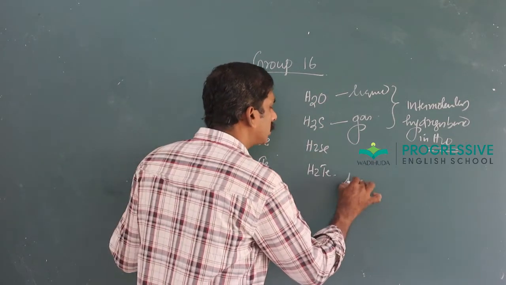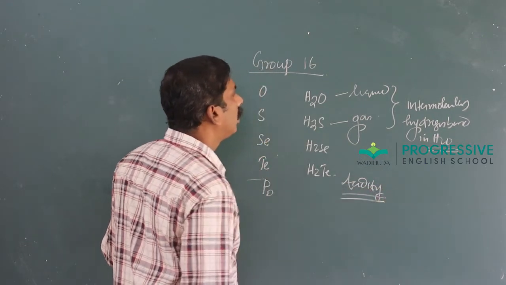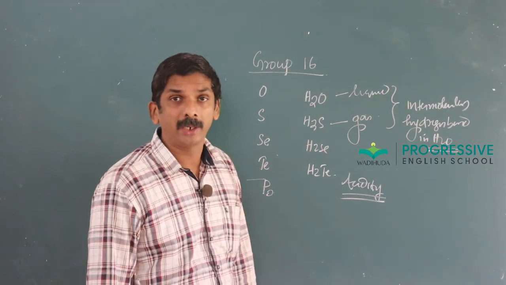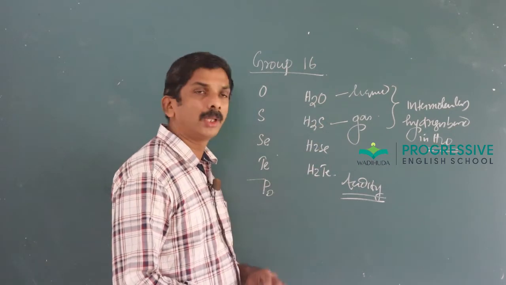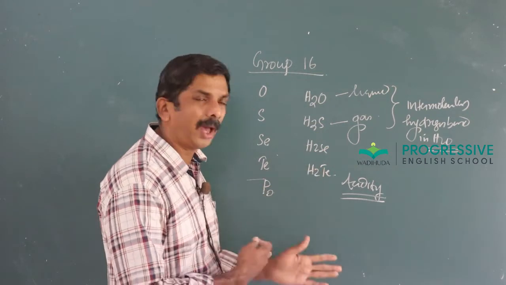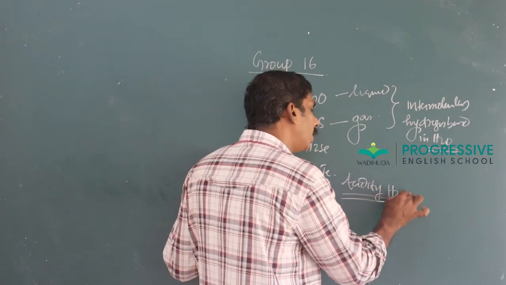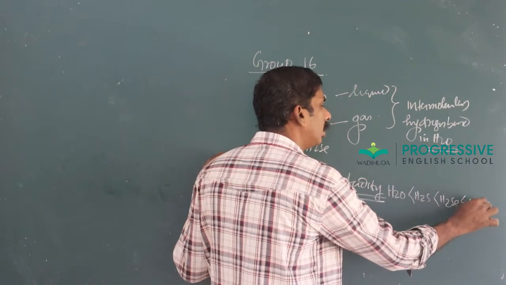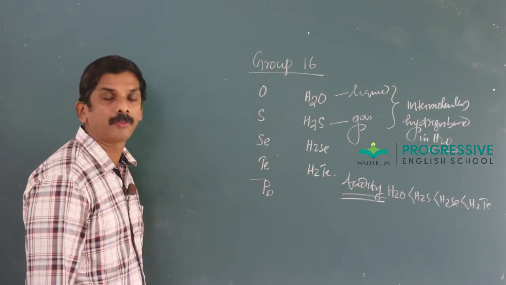Sometimes a question is asked: arrange the following hydrides of the 16th group in increasing order of their acidity. Acidity means the tendency with which it releases hydrogen. As we move down the group, the bond between hydrogen and the corresponding element becomes weaker, so hydrogen can be easily removed. H2O is the least acidic, then H2S, H2Se, and H2Te is the strongest acid.